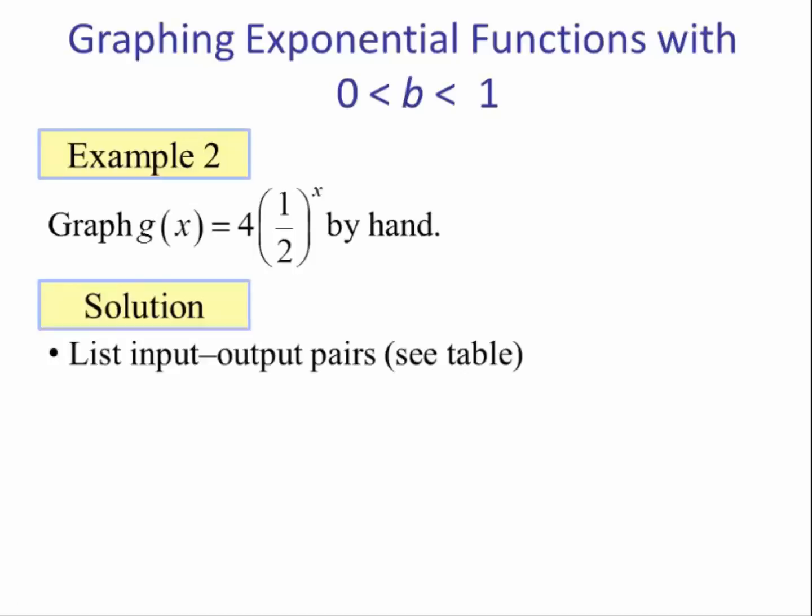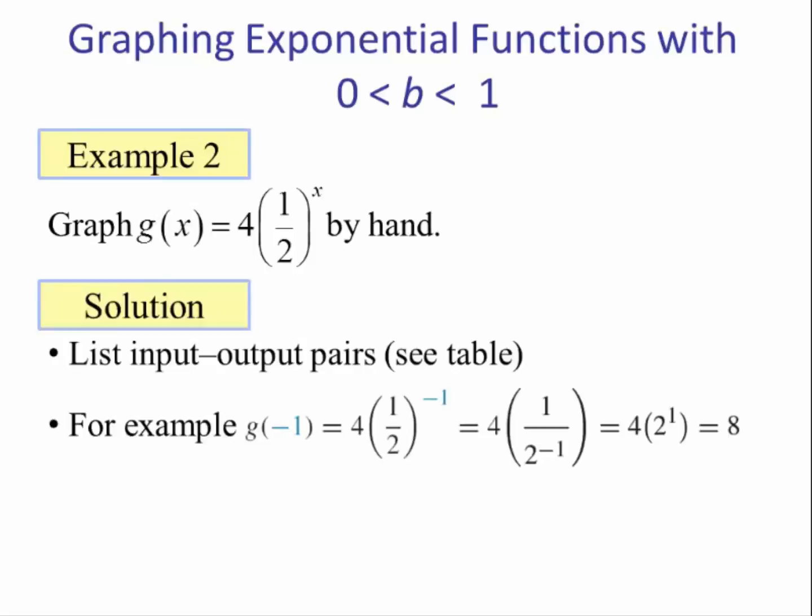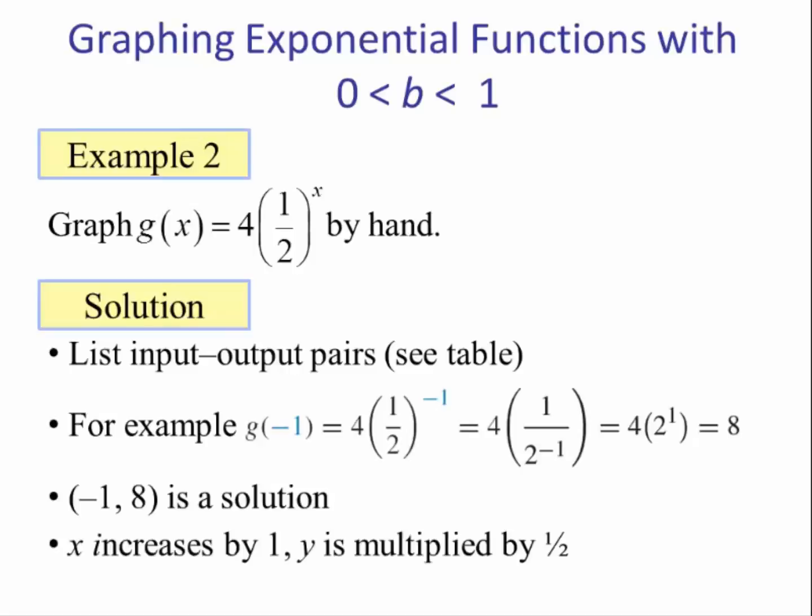Solution: we construct a table of values. For example, if we use -1, g of -1 would be 4 times 1/2 to the -1 power. 1/2 to the -1 power becomes 2, and 4 times 2 is 8. So when x is -1, y is 8. As you'll see on the table in the next slide, as x increases by 1, y is multiplied by 1/2.